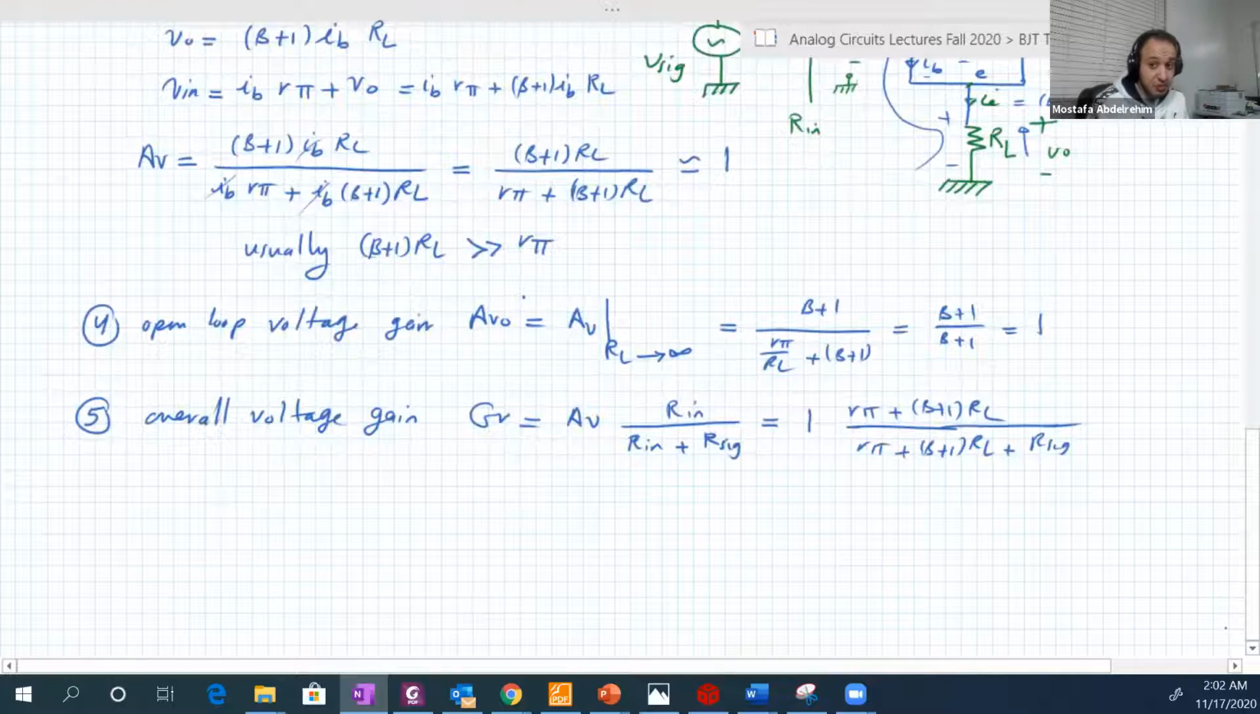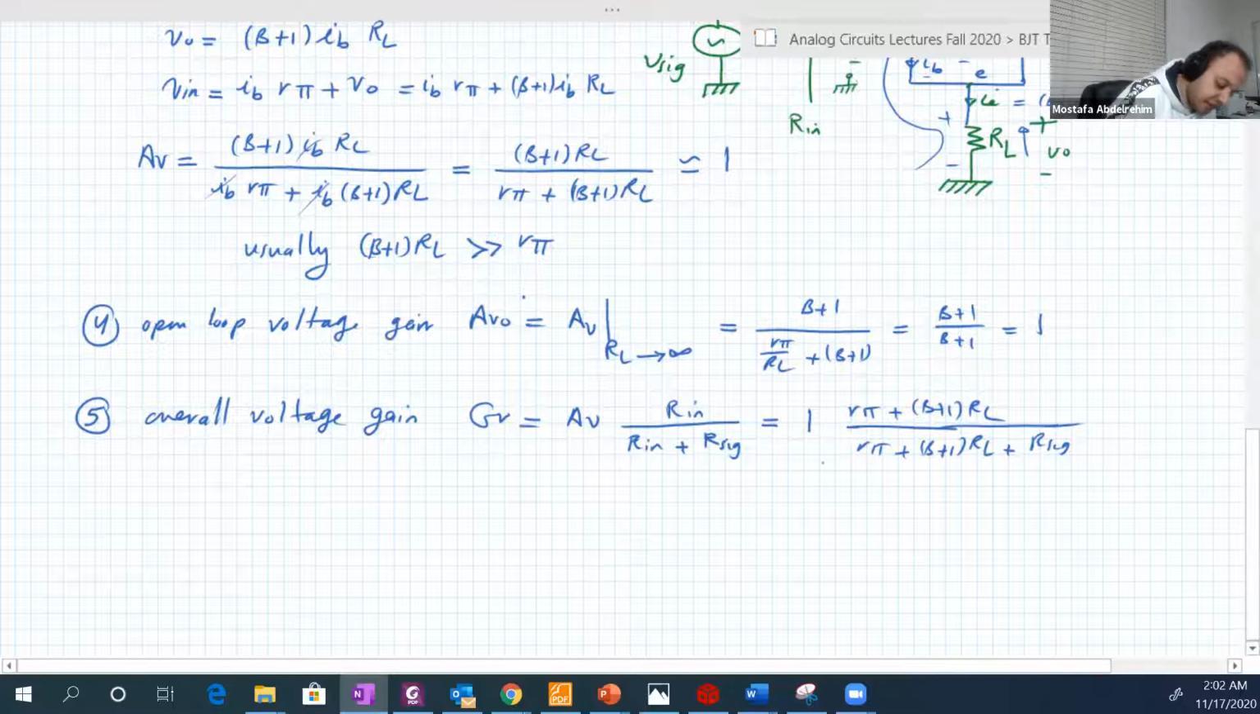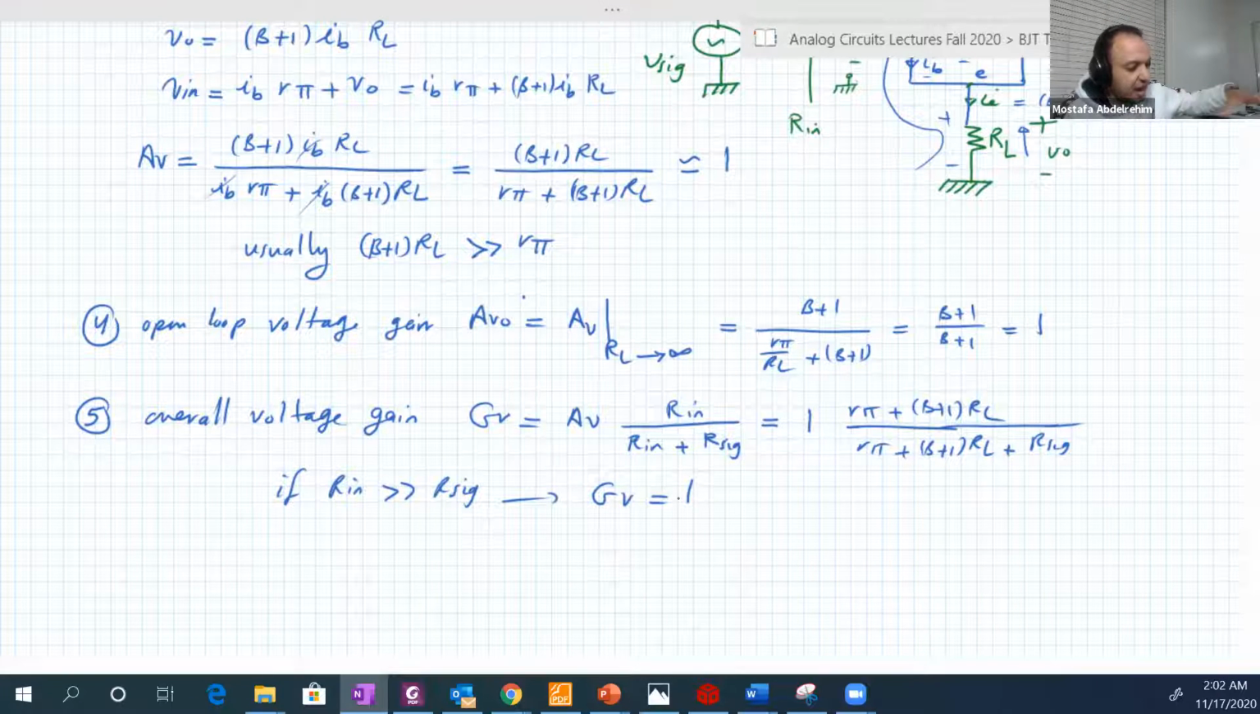Again, if we design the circuit such that (beta plus 1) RL is large, and by the way, you can do that because you can choose a transistor with very high beta, then if our input resistance is much larger than our signal resistance, you will end up with GV equal to 1. So it's not that bad. You get enhancement in our input, you get enhancement on our output at approximately the same voltage. Whatever voltage is at the input, the same voltage will be at the output. So you will not lose. Okay.